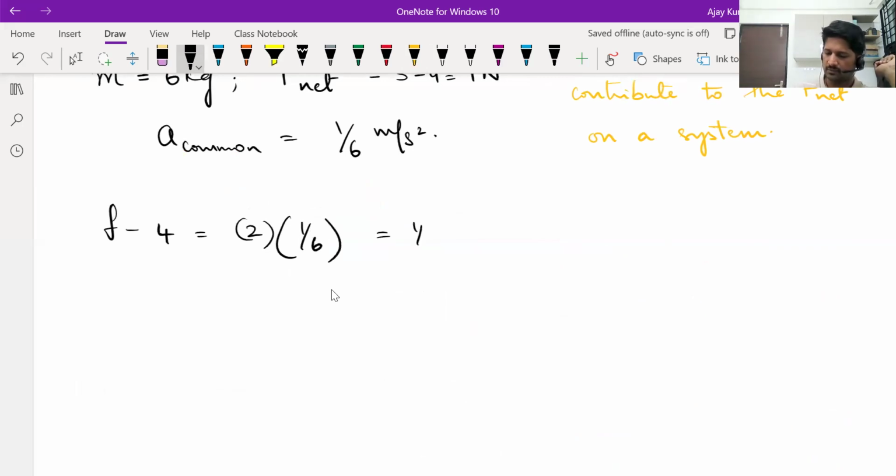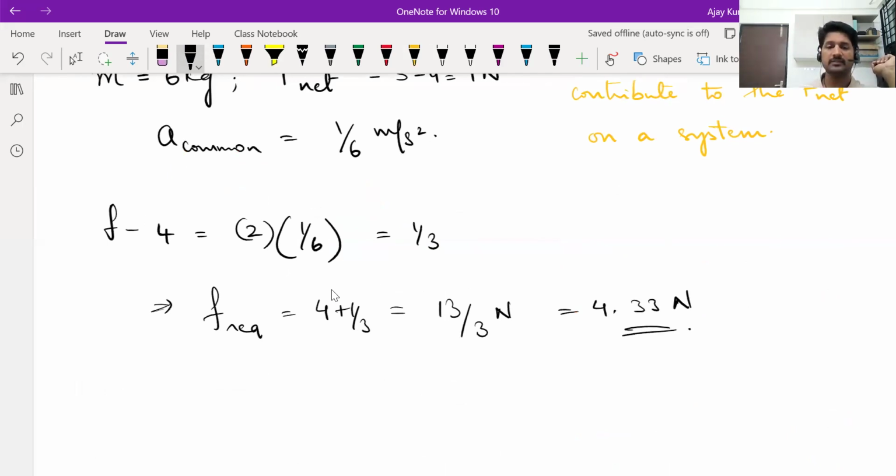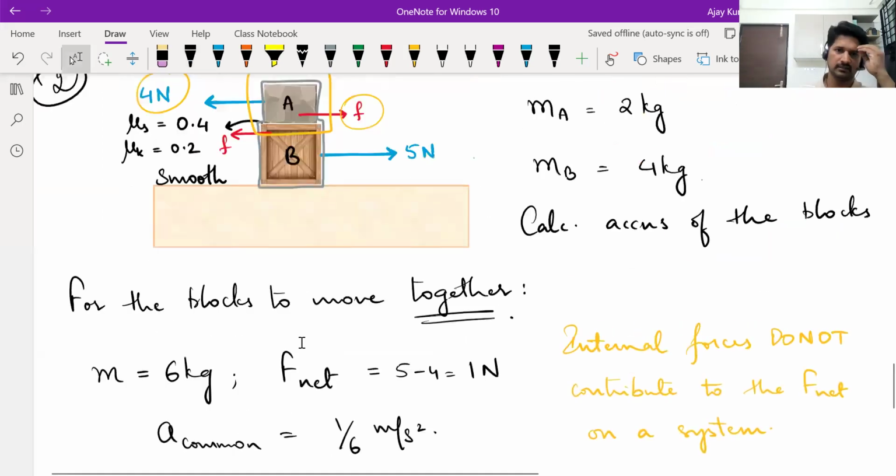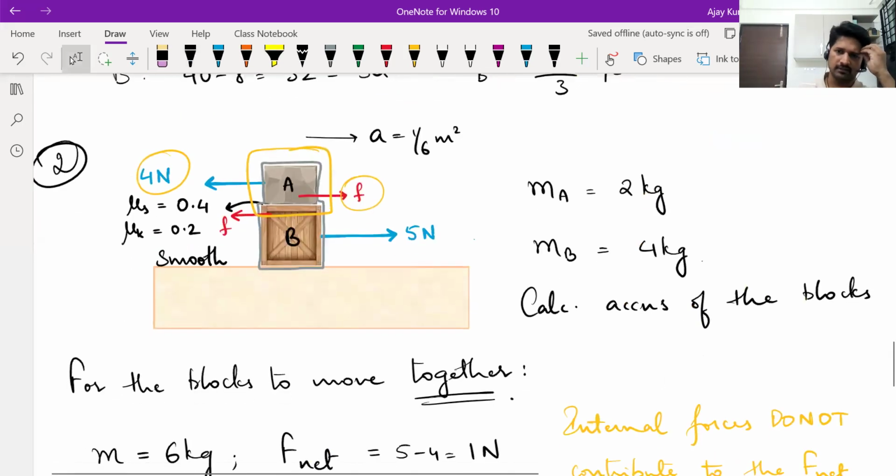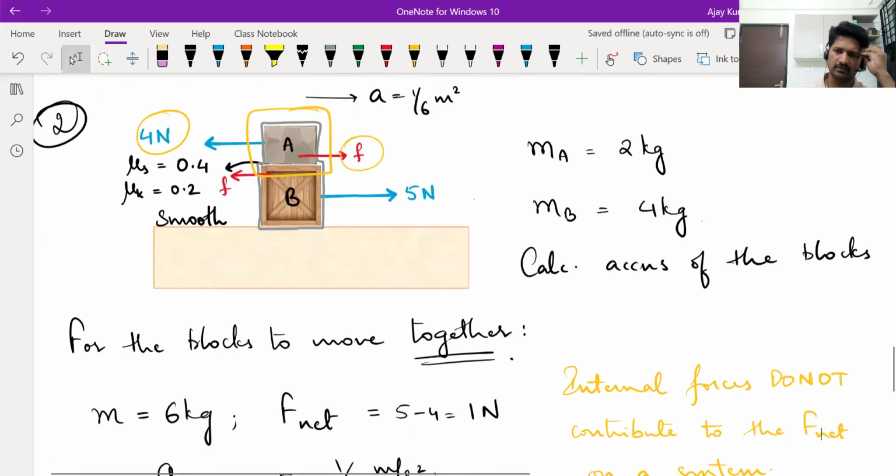That becomes 2/6, 1/3. So the friction required to make A go with that much acceleration is 4 plus 1/3. That is 13/3 Newtons. 13/3 is 4 point something, 4.33 Newtons. This much friction is needed to give that common acceleration of 1/6. Saket, is that much friction available or not? How much is the limiting friction in this case?